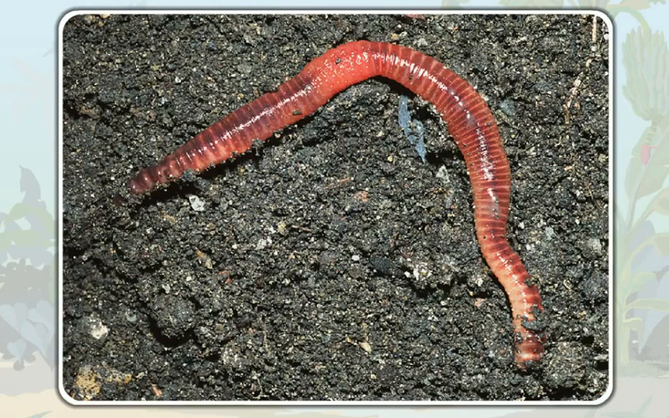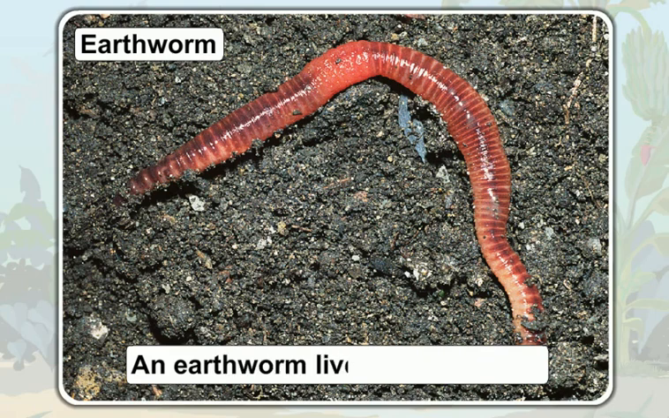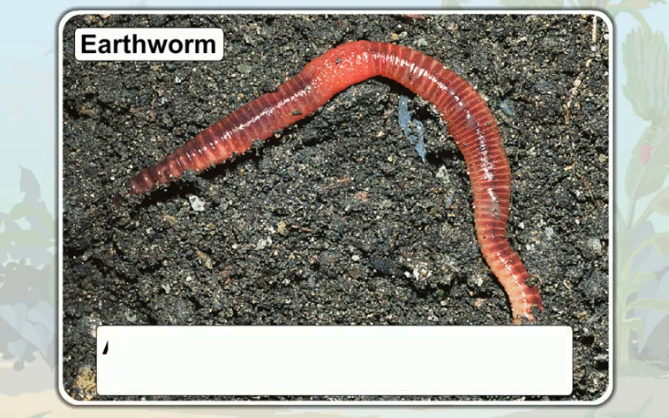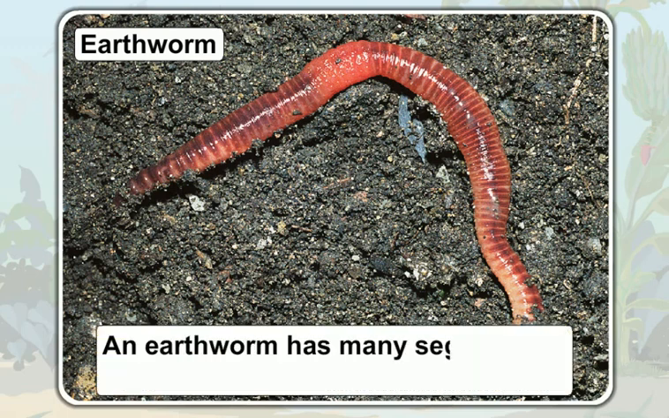Students, this is an earthworm. You can see earthworms mostly in the rainy season. An earthworm lives in the soil which is not dry. The soil which is not dry is called moist soil. So, an earthworm lives in moist soil. An earthworm has many segments in its body.